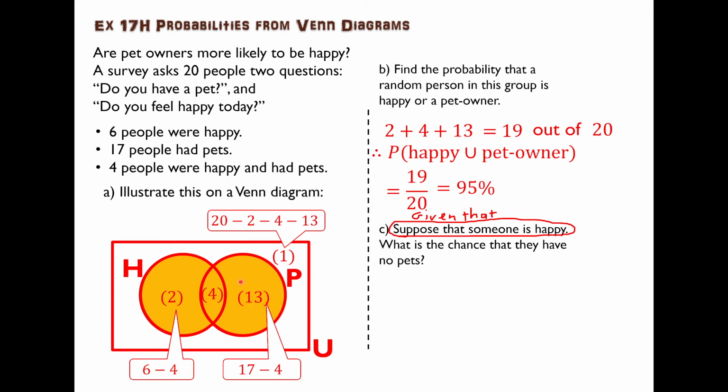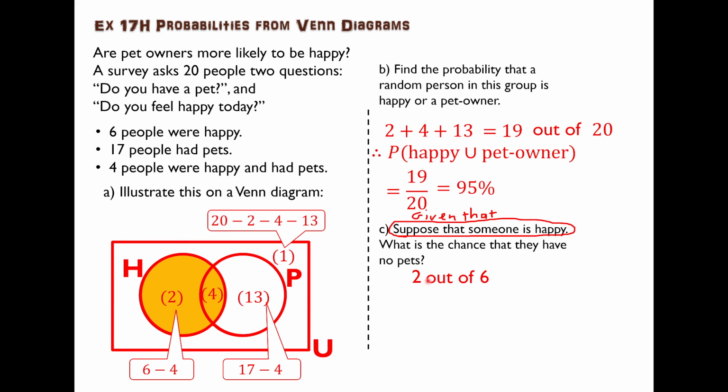First of all, how many people are we choosing from? How many people are in this happy circle? There are 6 people in this happy circle. So we're going to randomly choose someone from these 6 people. And we want to figure out, if I randomly choose someone from this yellow circle of 6 people, what's the probability that they have no pets? How many of these 6 people do not have a pet? 2. There are 2 of these 6 people who do not have a pet.